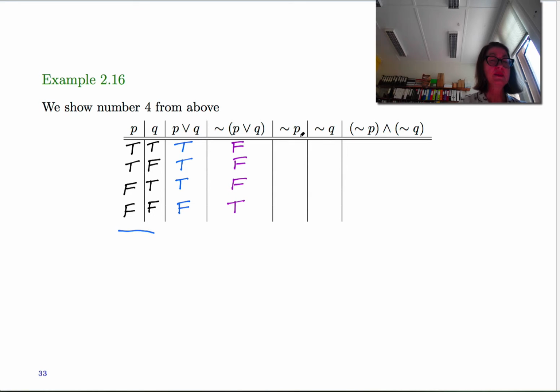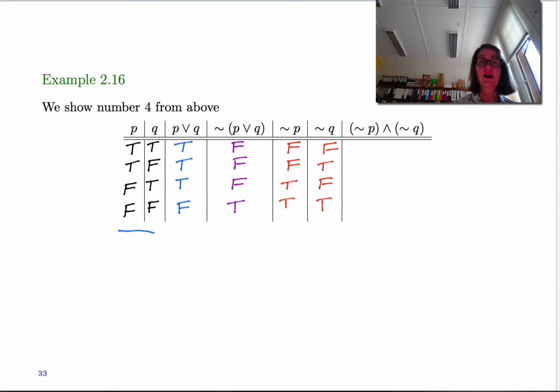The next column says figure out the negation of P. So I'm looking over here on the left. This is true, so not P is false, not P is false, not false is true, and not false is true again. And now this is the negation of Q. So this is false, true, false, true.